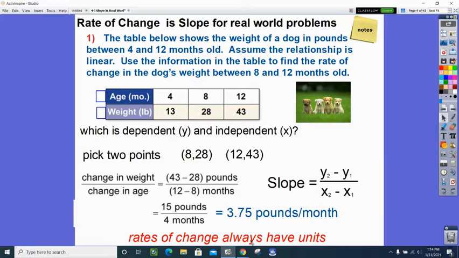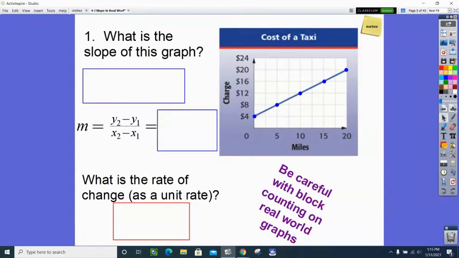Rates of change always have units. Pounds per month. It will have a Y unit and an X unit. A rate, 2 different units. Okay, so let's talk about what about if we were on a graph. So I'm going to ask you right now to see if you can find the slope of this graph.